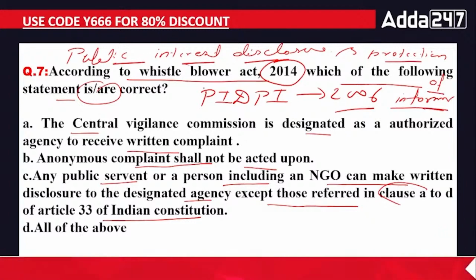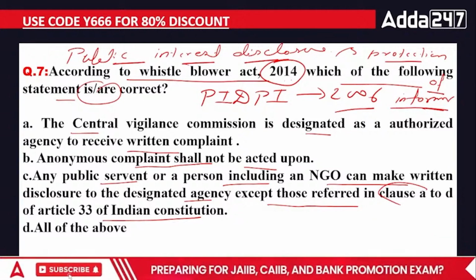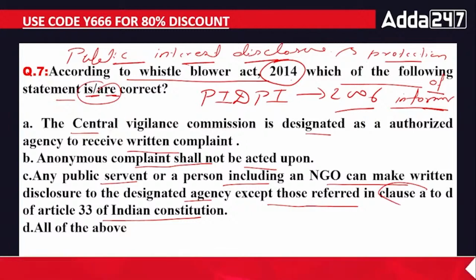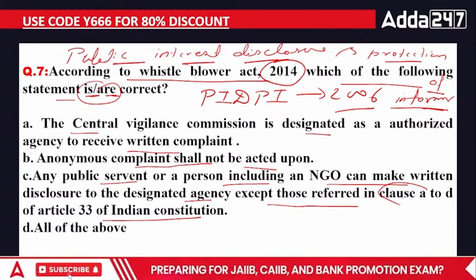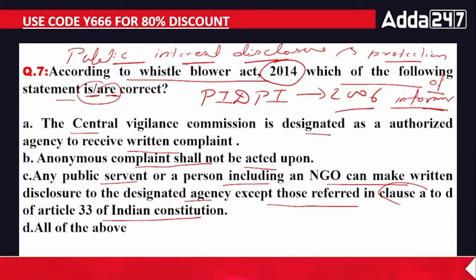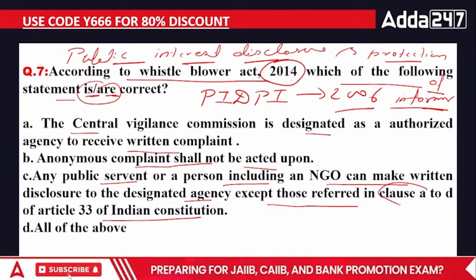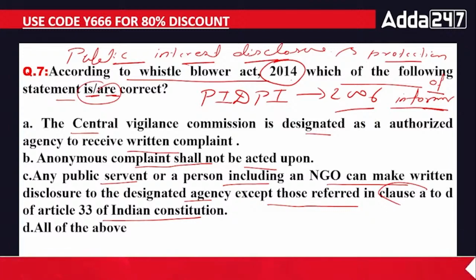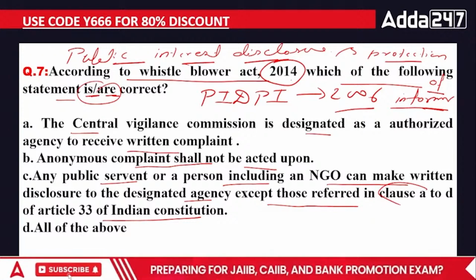According to the Whistleblower Act 2014, which of the following statements is or are correct? Option A is, the Central Vigilance Commission is designated as the authorized agency to receive the written complaint. B is, anonymous complaint shall not be acted upon. C is, any public servant or a person including an NGO can make written disclosure to the designated agency except those referred in clause A to D of Article 33. So all of the above is the right answer.